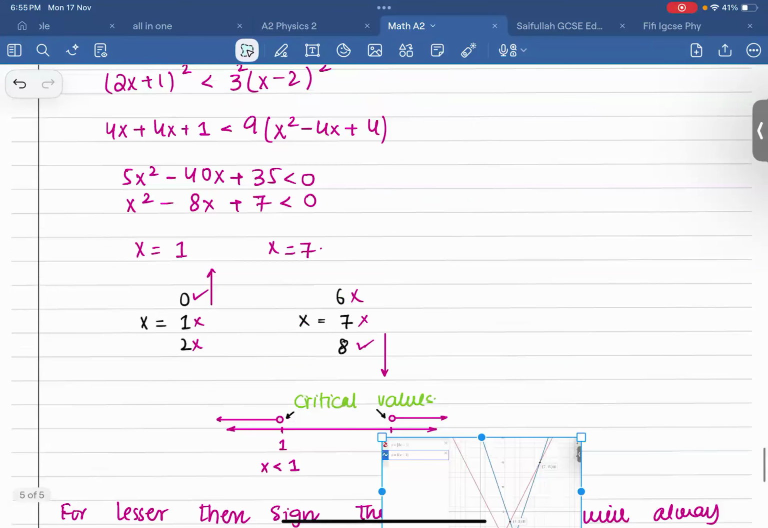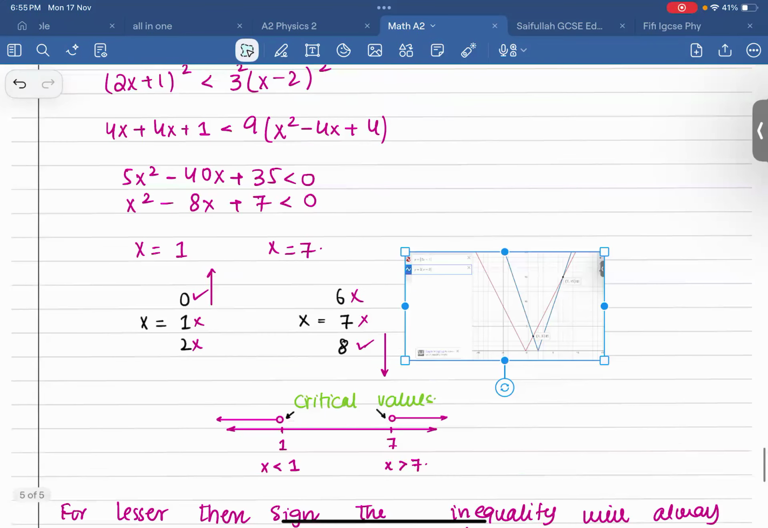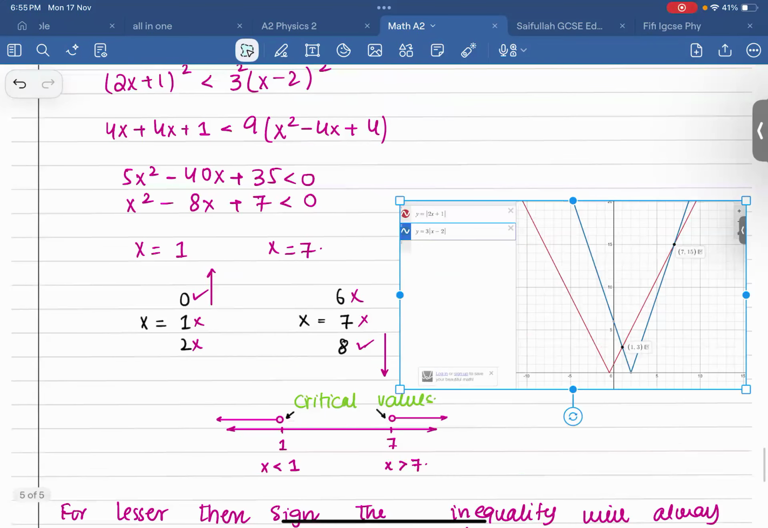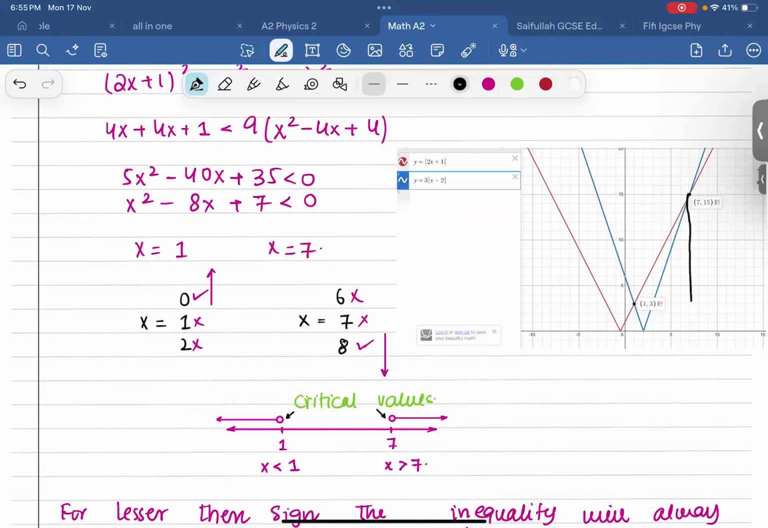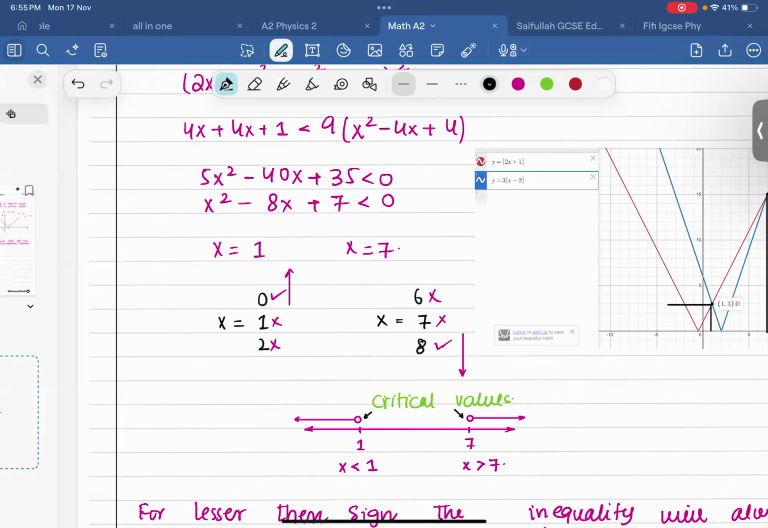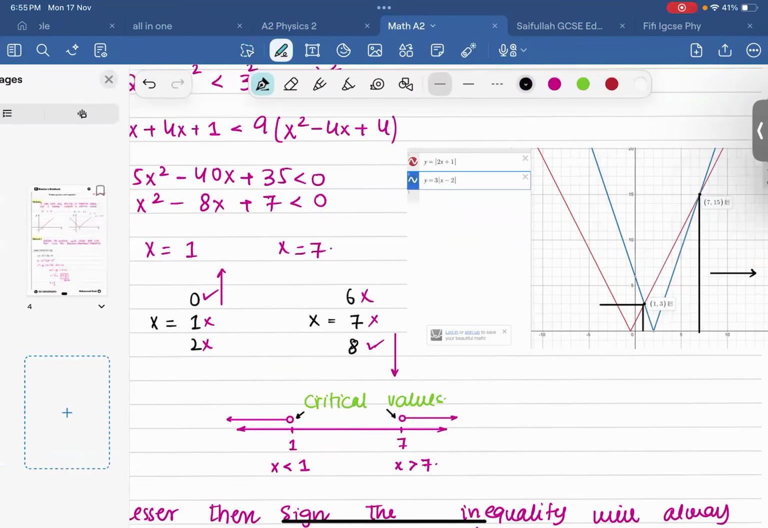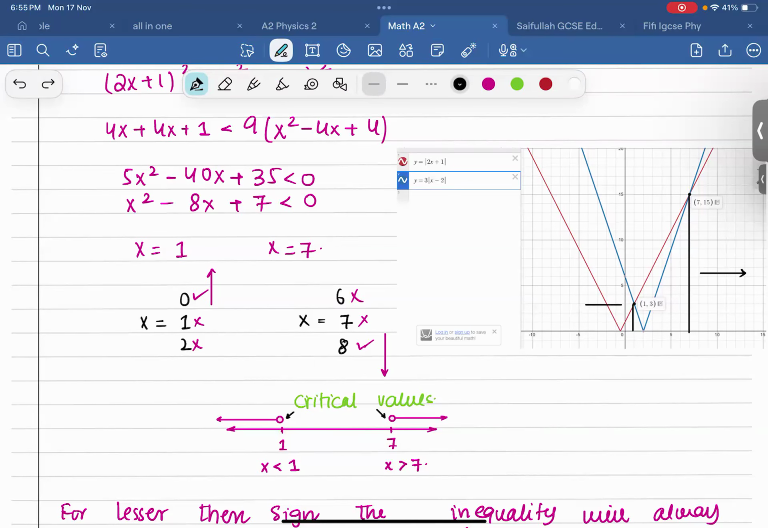Is it visible? Yes. Okay. Now over here, the range is basically in this portion, beyond this portion and beyond this portion. Now, one last concept and then this will be done.